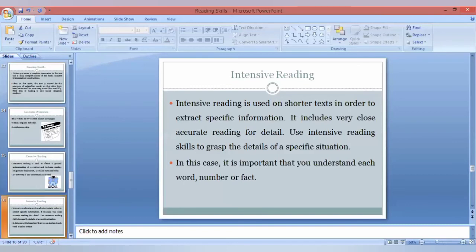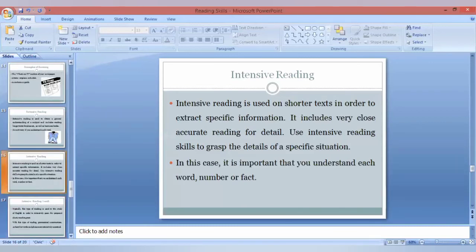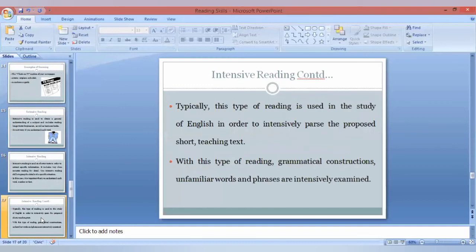Because if you skip any word, for example a number or a fact, you will be at a loss in understanding the entire text. So you should be very careful about reading such documents that require intensive reading. Now, typically, this type of reading is used in the study of English in order to intensively parse the proposed short teaching text.